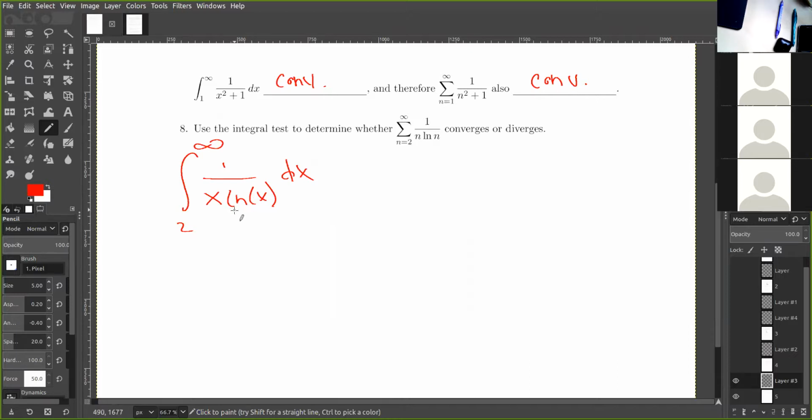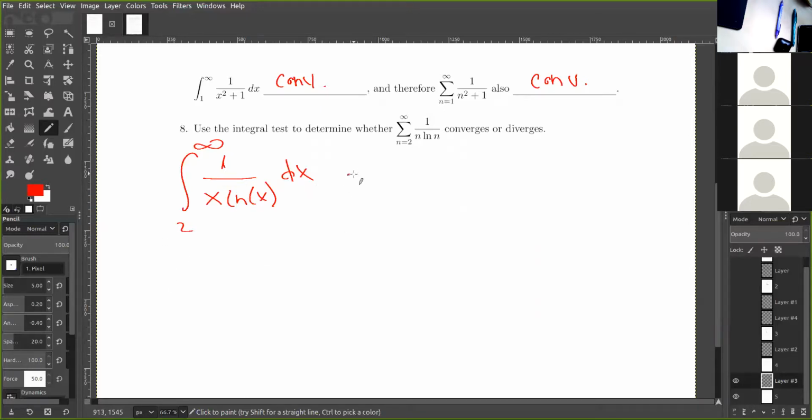The other way you can think about it is I know natural log just by itself is increasing. x by itself is increasing. So I know that x times natural log x is an increasing function. 1 over that will then be the reciprocal. It'll decrease. Also always positive. I'm plugging in positive numbers to x. Natural log is going to be positive when x is bigger than 1. So our x's are bigger than 1.